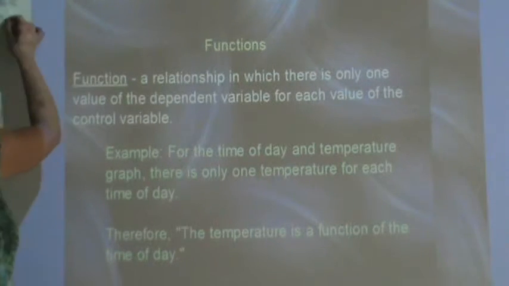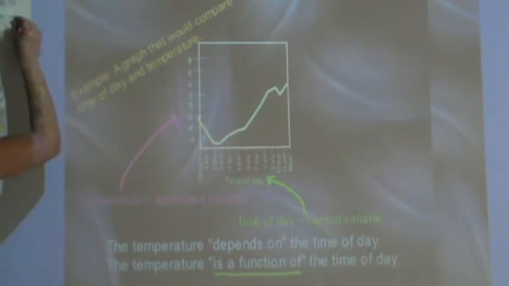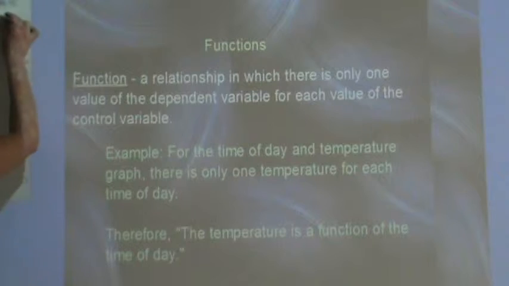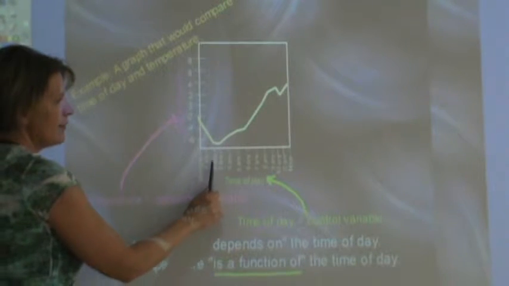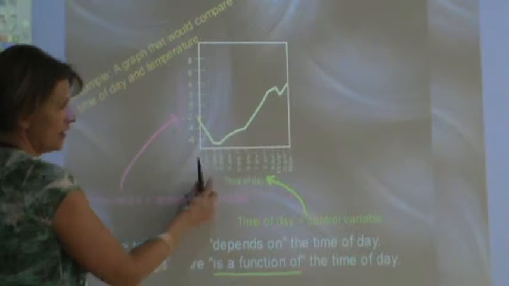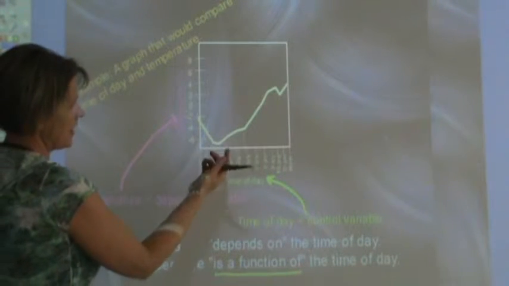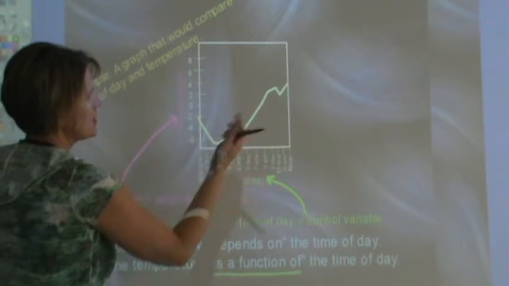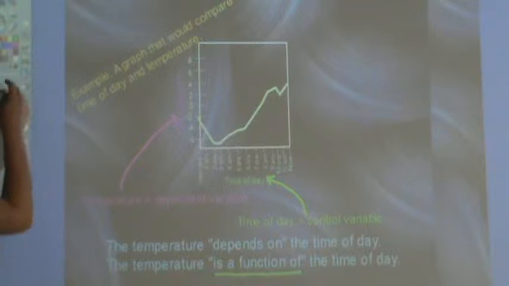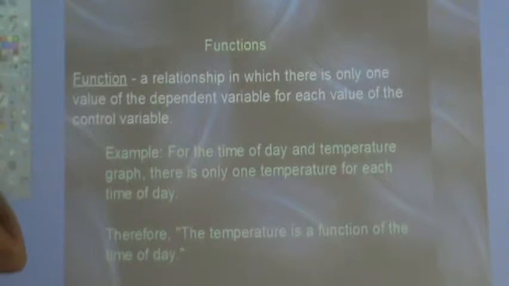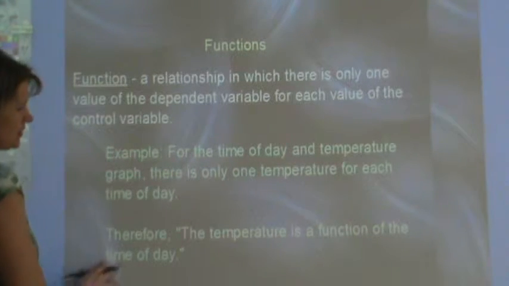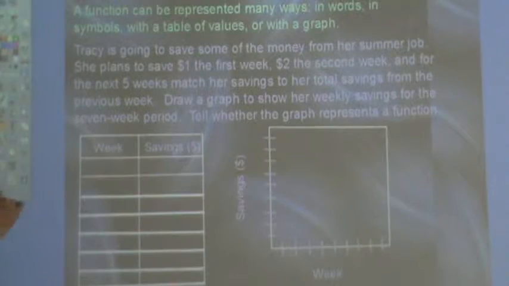So for the previous graph, okay, back here, for the time of day and temperature graph, there's only one temperature for each time of day. Okay, so every time of day only has one temperature. At 1 a.m., it's -4 degrees. At 2 a.m., it's a little bit less than maybe -7 degrees. At 8 a.m., it's around 2 degrees. So there's always only one temperature for each time of day. That's a function. Okay? So at the bottom, again, I wrote my sentence, therefore the temperature is a function of the time of day.